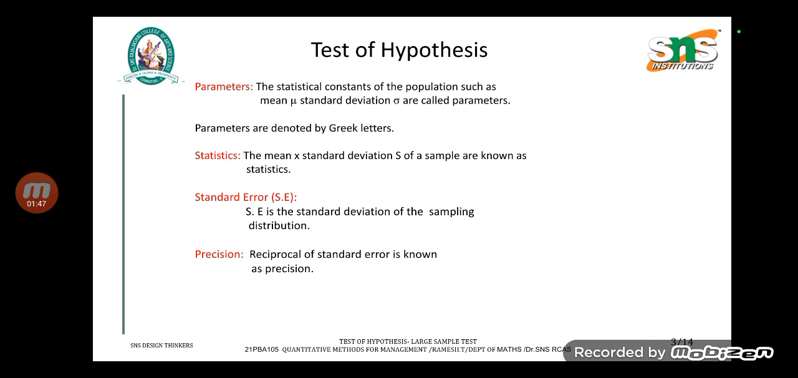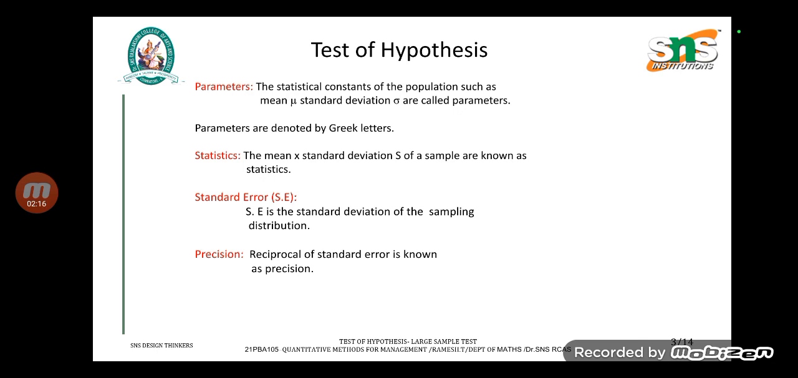Statistics. What is statistics? The mean x bar and the standard deviation capital S of a sample are known as statistics. What is the difference between parameters and statistics? Parameters are the population mean and population standard deviation. Statistics are the sample average and the sample standard deviation.